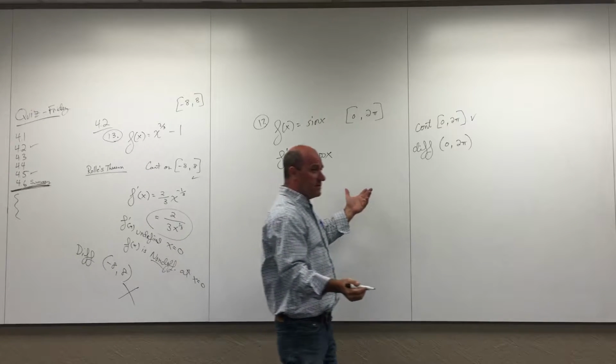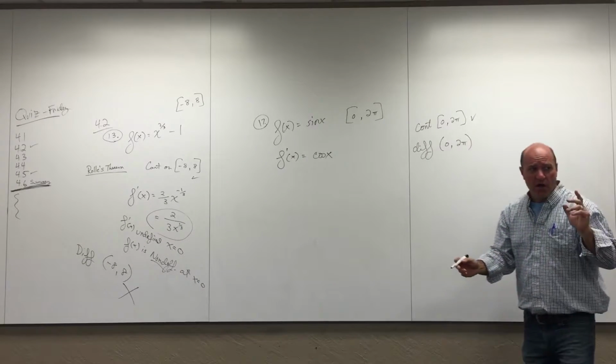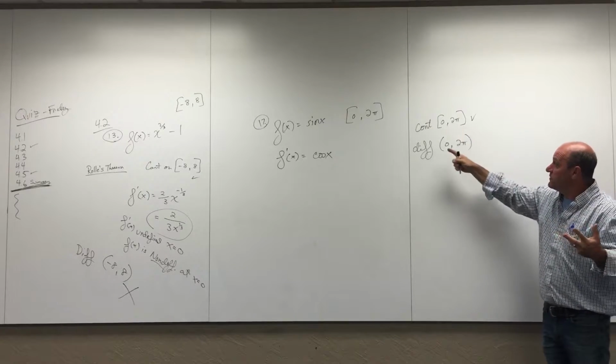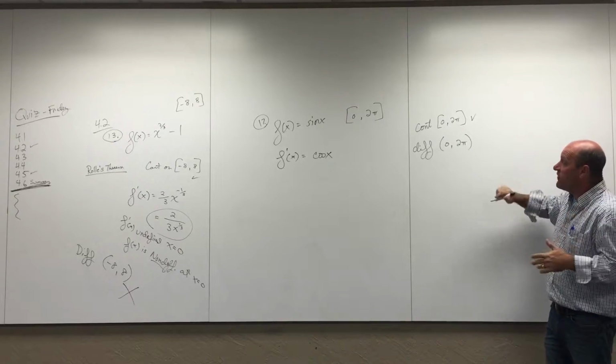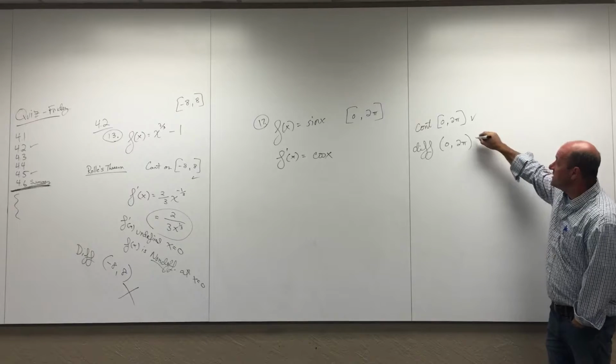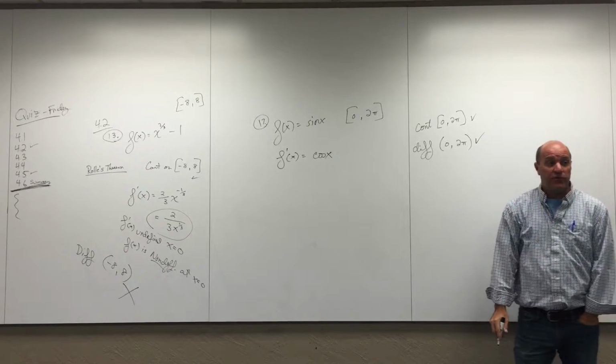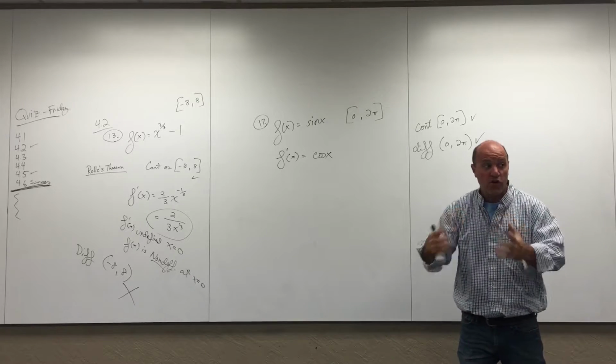So it doesn't take me long. I'm looking for bad places. I'm looking for undefined places to disprove these things. But I couldn't find any. It is continuous. It is differentiable. So now I should be able to go for the conclusion of Rolle's theorem.